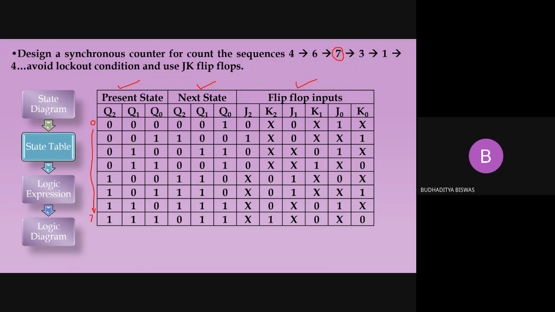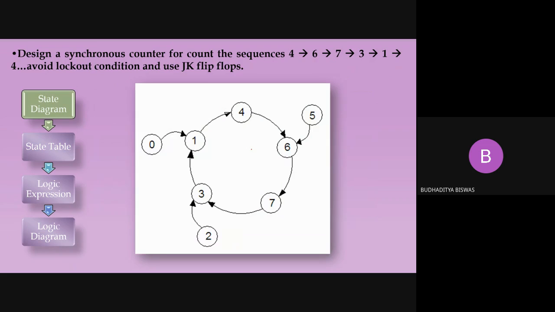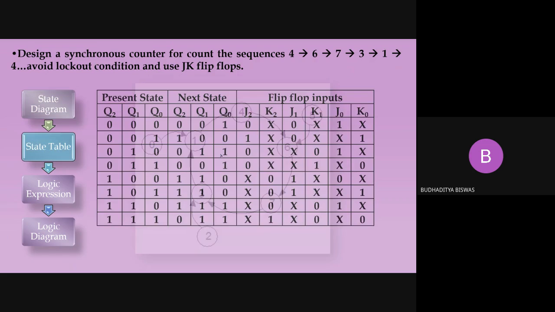Then coming to the next state, from the state diagram we can easily fill it out. From 0, what will be the next state? 1. And from 7, what will be the next state? 3. So from 0, the next state is 0, 0, 1 or simply 1. And from 7, the next state will be 3. In this way, from the state diagram, we can fill up to the 6th column, that means the present state and the next state.